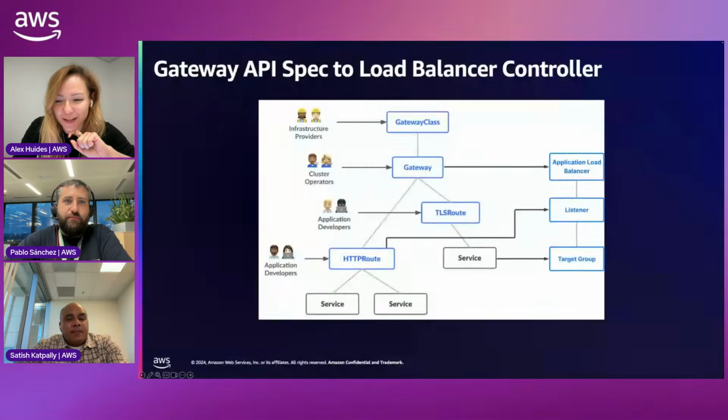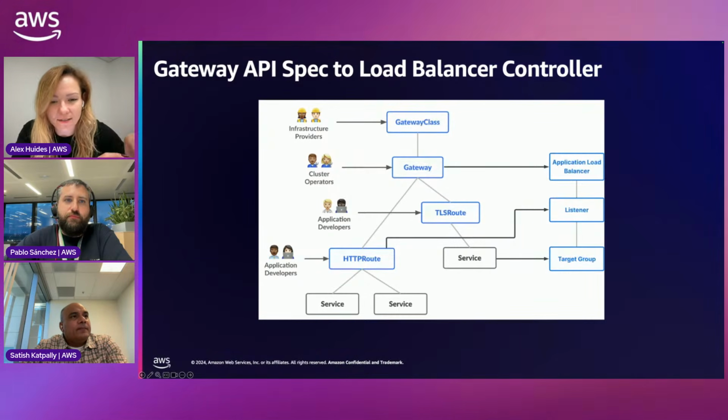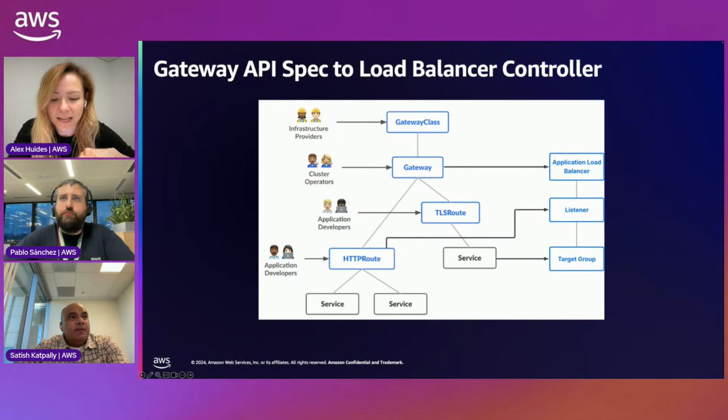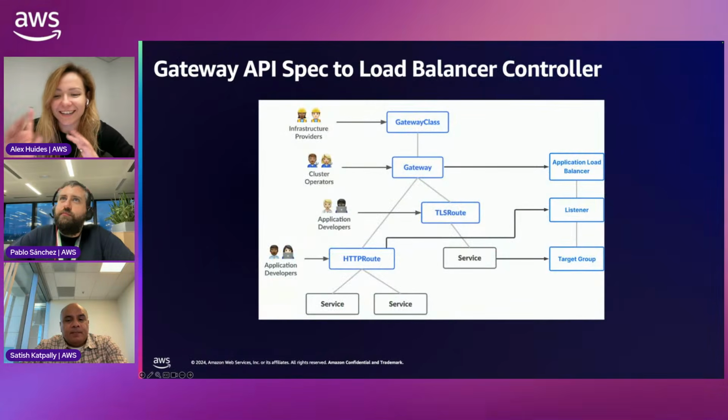Satish, I would want to go through one thing before we part ways. We looked at the Gateway API spec for the load balancer controller, so this is how things are mapped. We previously looked at the Gateway API spec for Lattice, the implementation for Lattice, which covers what is the gateway, what is the service, and targets. Exactly this one. We should absolutely have part two.